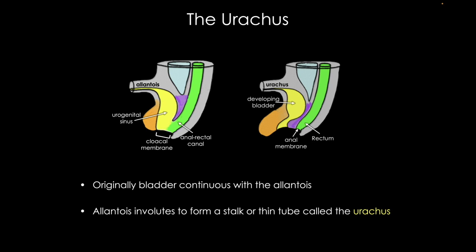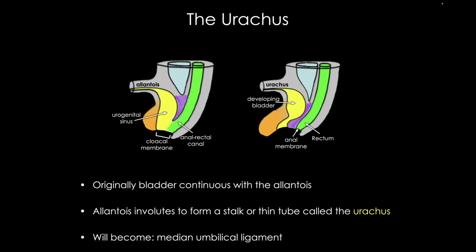Now remember, anytime you have something that involutes or degenerates and goes away, in the adult, it typically remains as a ligament. And that's true here too. The urachus becomes the median umbilical ligament. This is a really common theme in development. Now I want you to think back to what we saw in the circulatory system and think about what happens when structures that should close or involute remain open or patent. So this means we're going to have an abnormal connection between two things that shouldn't be connected.